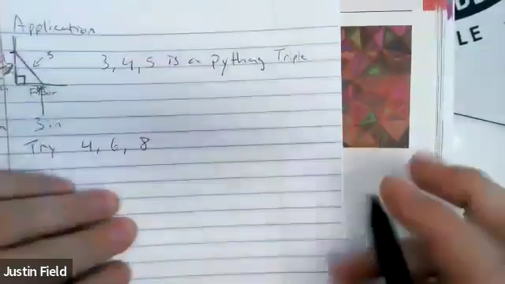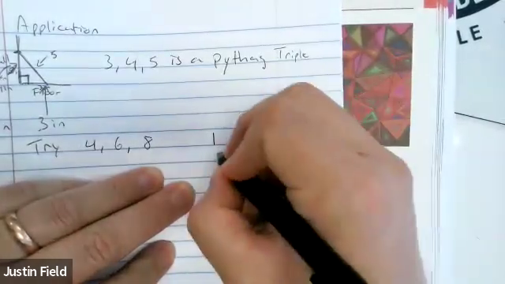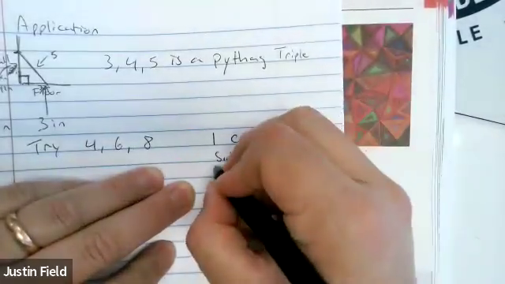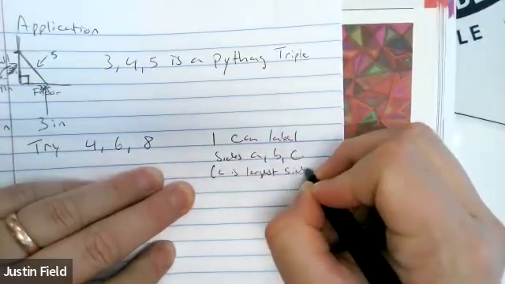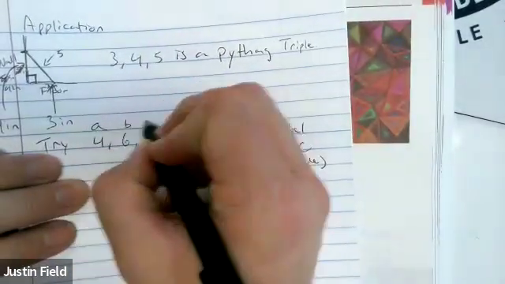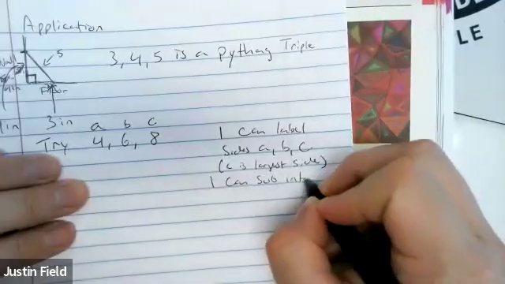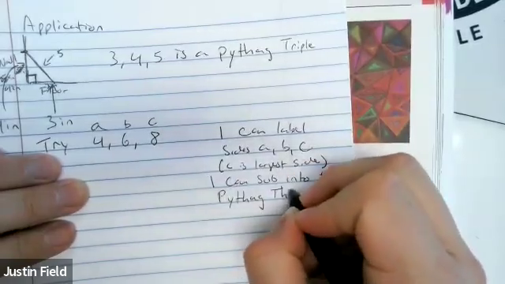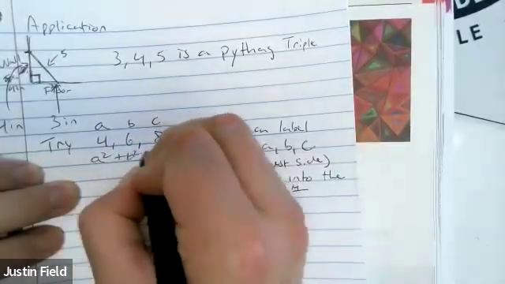So the first thing we're going to do is label sides A, B, and C. We want C to be the largest side, if there is a largest side, right? So this is going to be A, B, and C. And so I can substitute into the Pythagorean theorem. So then A squared, oh, now I'm just writing it.